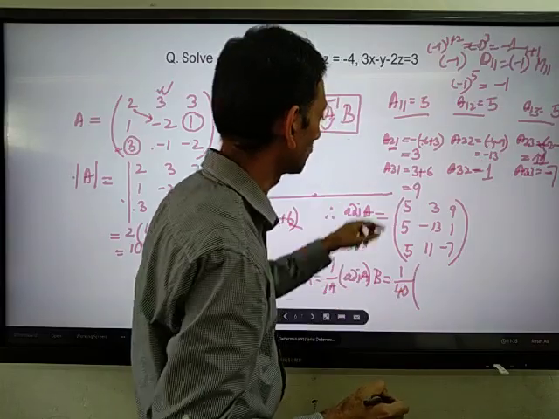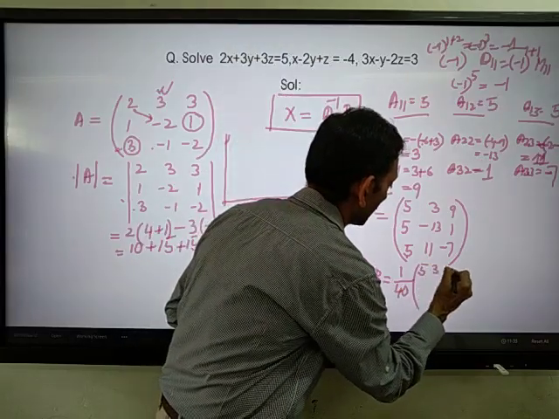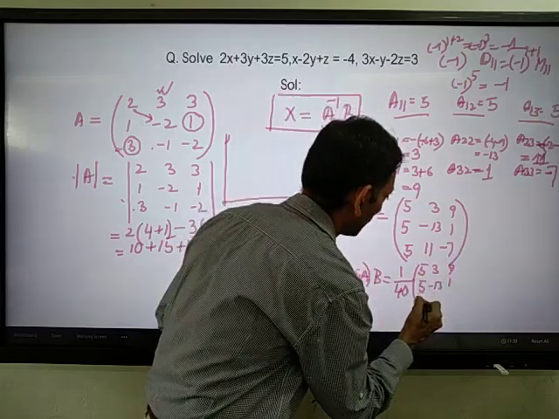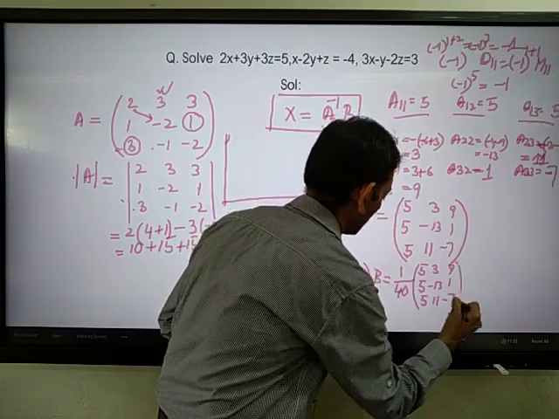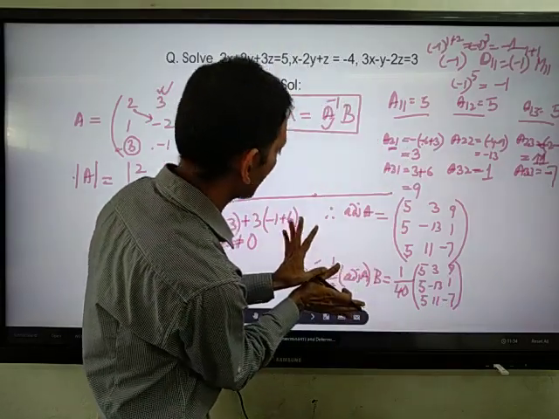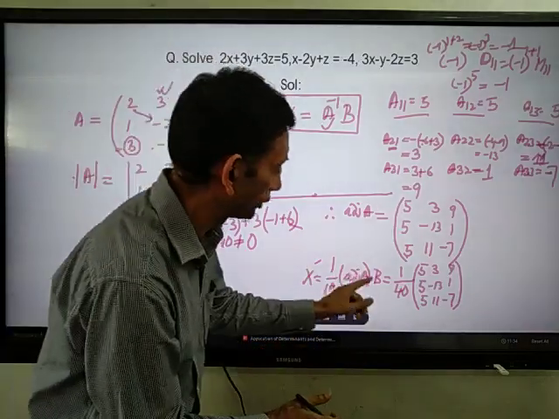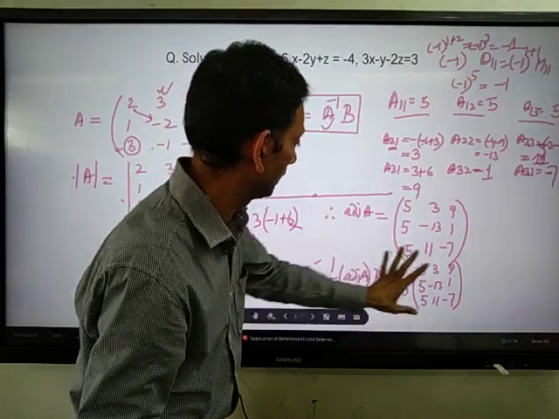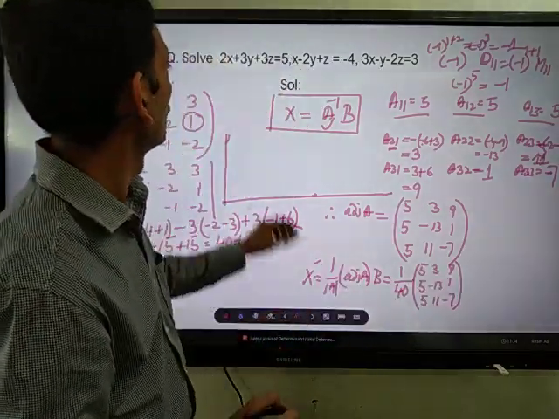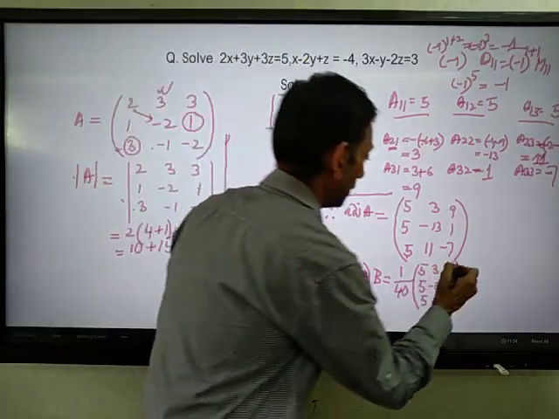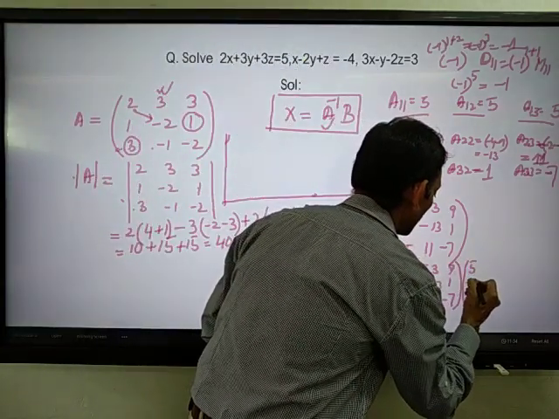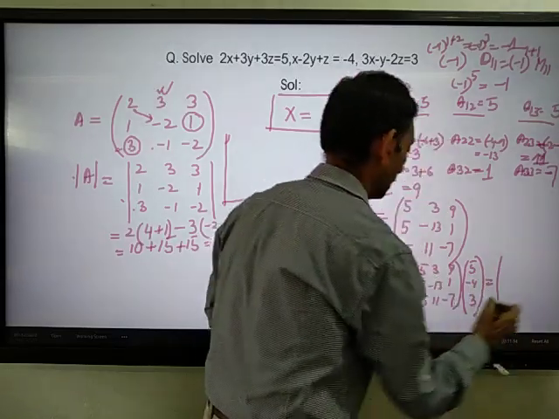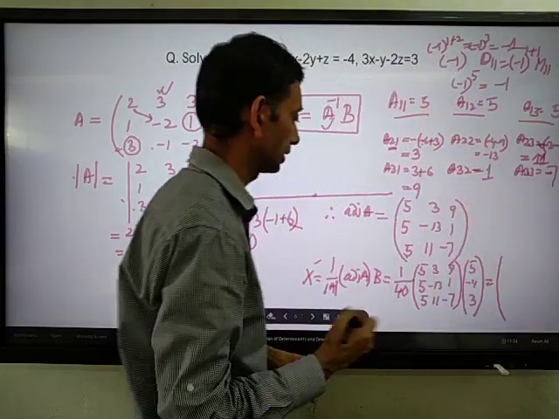So adjoints of A you have already done. That is 5, 3, 9. Right? That is 5 minus 13, 1. Then 5, 11 minus 7. Okay? This is the value of A inverse, 1 by determinant A, adjoints of A, and into B. So 1 by 40, and this is adjoints of A, and into B. What is B? B is 5 minus 4, 3. So finally we are going to get one column matrix here.